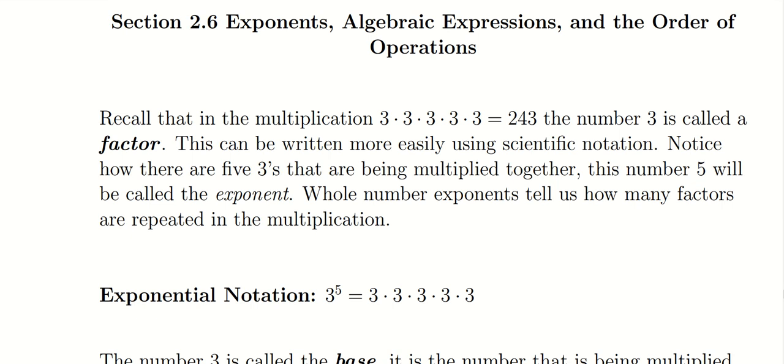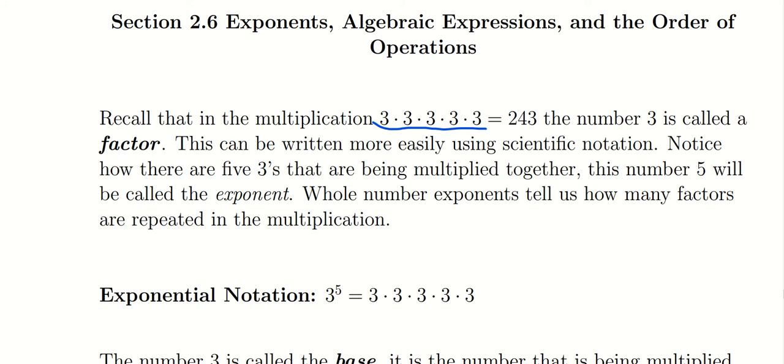Hi everyone. In section 2.6, we're going to focus on exponents, algebraic expressions, and a very important topic on the order of operations. Okay. The first thing we want to do is find a more convenient way to write a repeated multiplication. For example, if we take a collection of 5 threes and we multiply them together, that would be 3 times 3 times 3 times 3 times 3.